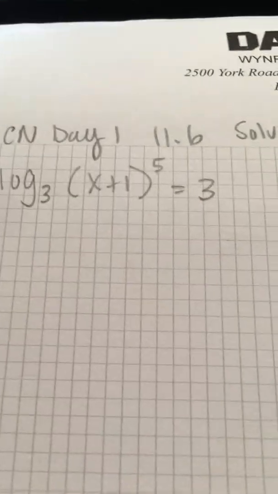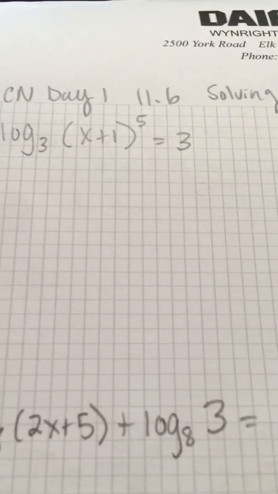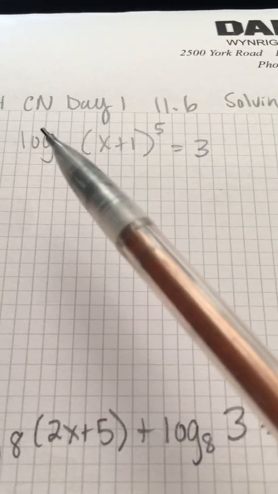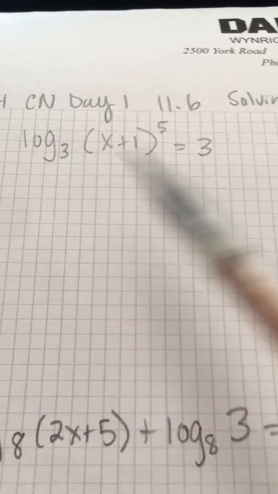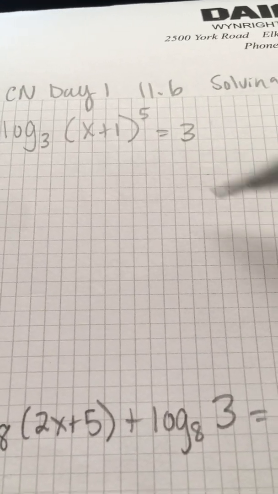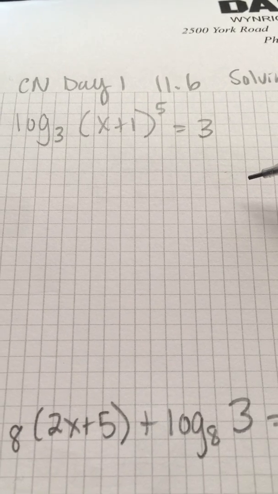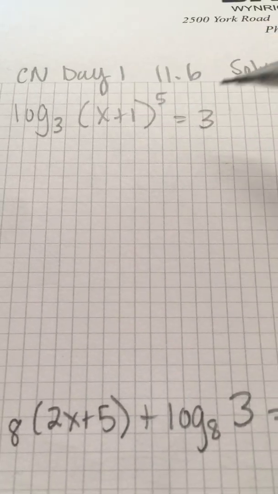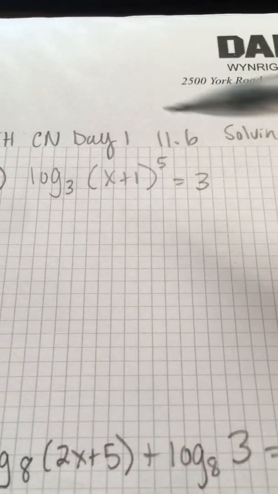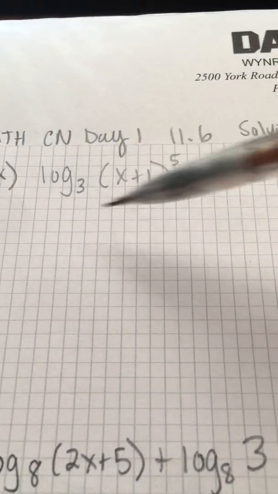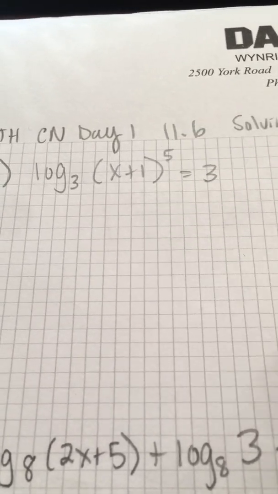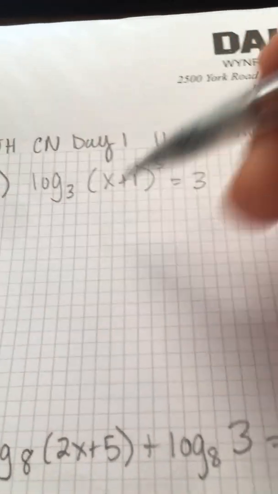Here's our first one. And when I look at this, I see just a single log on the left. There's no addition or subtraction with logs. And on the right, I don't see a log at all. So this is pretty similar to what we've solved already in 11.3. So this tells me one log in my problem. I have a base, I have an exponent, I have a value. I'm just going to switch to exponential form.